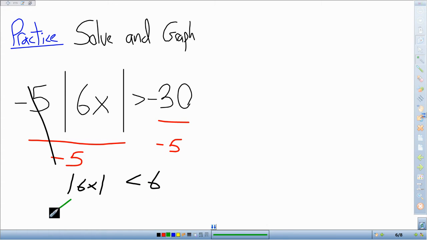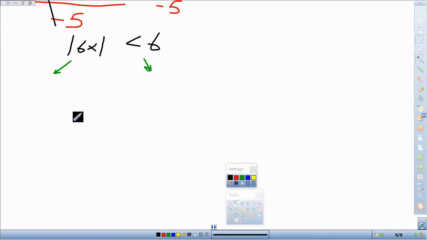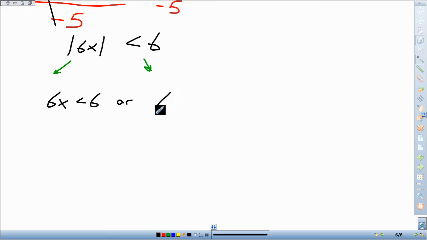Now it's isolated. Now I can split into my two inequalities. I'm going to have 6x is less than 6, or 6x is greater than negative 6. Okay, and then dividing both sides. Here's a good question. I'm dividing by this 6. Do I need to flip my inequality? No, it's not a negative 6. I'm just dividing by a positive number.